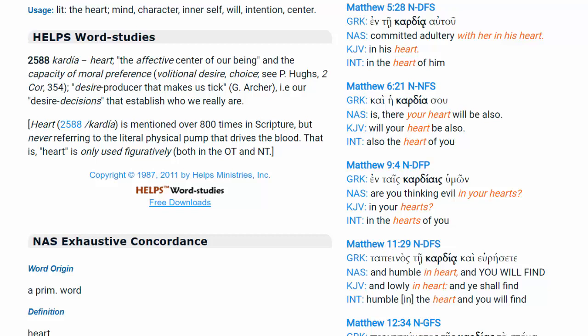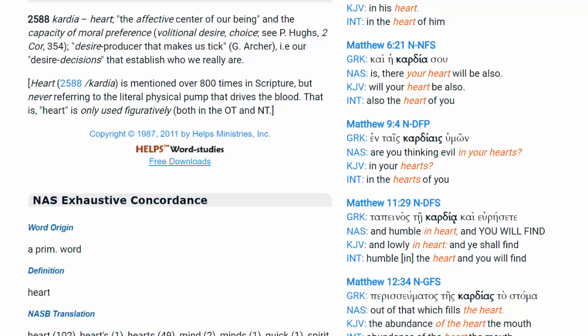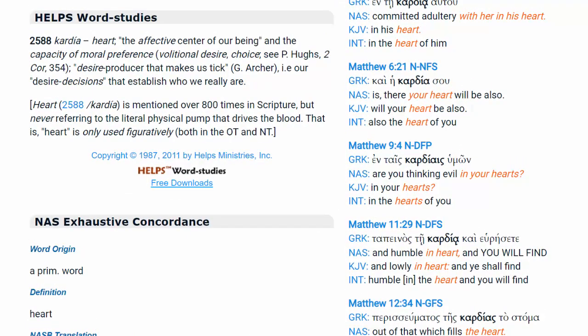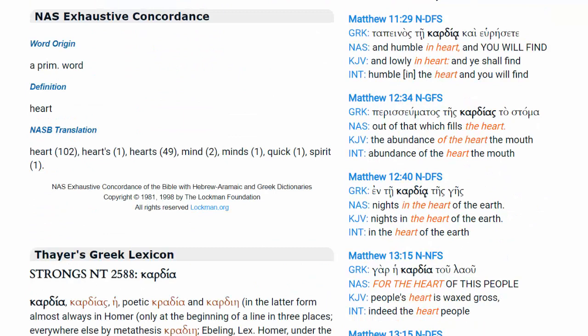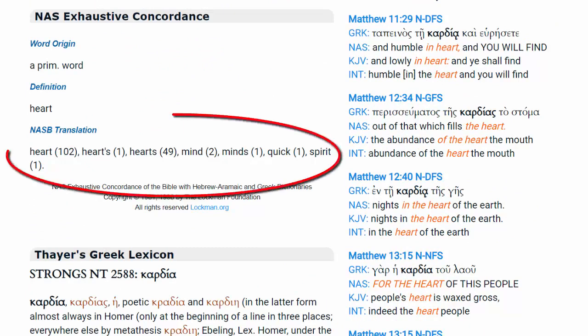Someone else by the name of Archer has said it is the desire producer that makes us tick. That sounds like a somewhat colloquial one, doesn't it? But they're talking about longings, aren't they? All right, that's helpful. We're beginning to get a bigger picture of this word in its Greek usage, New Testament usage. What do we find here under NAS? That's New American Standard, an exhaustive concordance that's dedicated to this version.